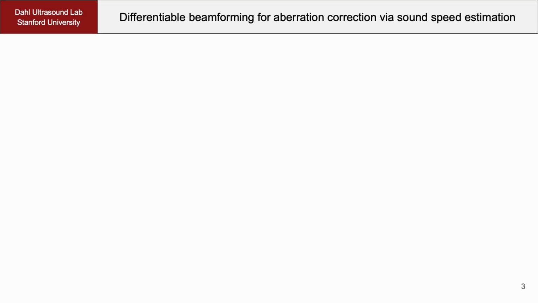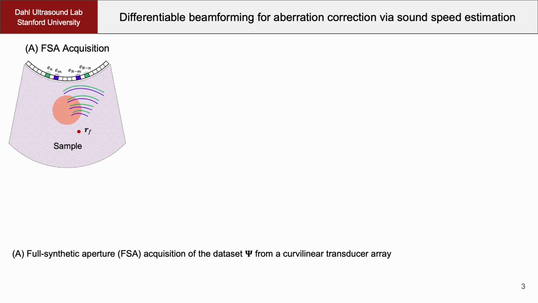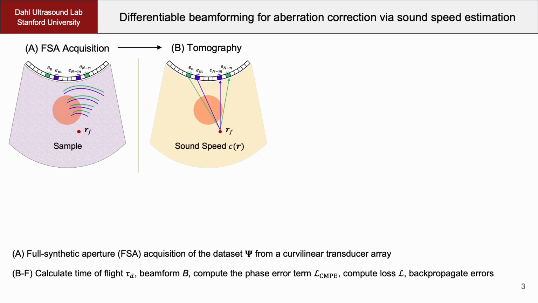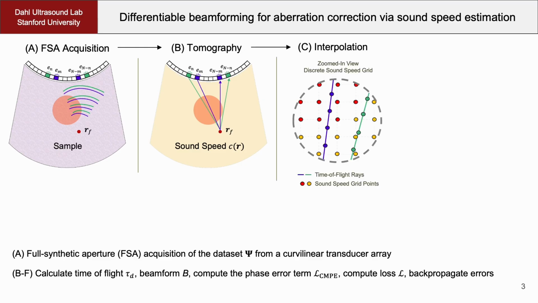I will now outline the differentiable beamforming model for aberration correction via sound speed estimation. First, we perform a full synthetic aperture acquisition of the dataset psi from a curvilinear transducer array. Next, we calculate a time of flight from a transmitting element to a point in space, r_F, and back to a receiving element. This process depends on an underlying discrete grid representation of the local sound speed map. Therefore, our straight ray segments are interpolated onto this discrete grid. By integrating the slowness along the ray, we acquire a round-trip time of flight.